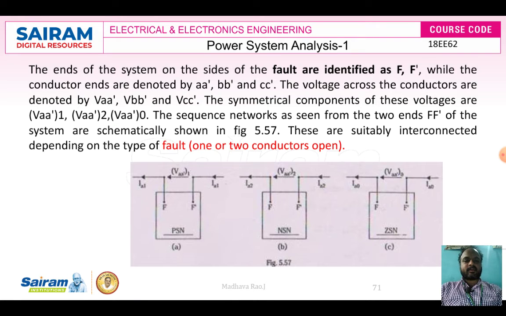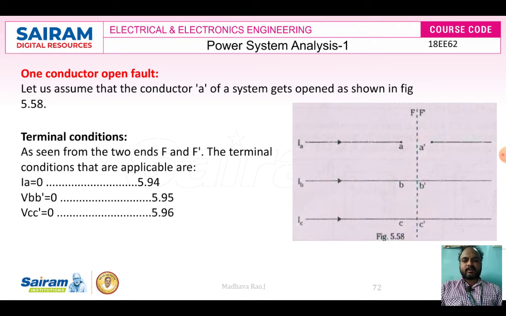The symmetrical components of these voltages are VAA dash 1, VAA dash 2, VAA dash 0: the positive sequence, negative sequence and zero sequence components. These are suitably interconnected depending on the fault, whether one conductor or two conductor fault. Based on that, the positive, negative and zero sequence networks are interconnected. Okay, first the open conductor fault.